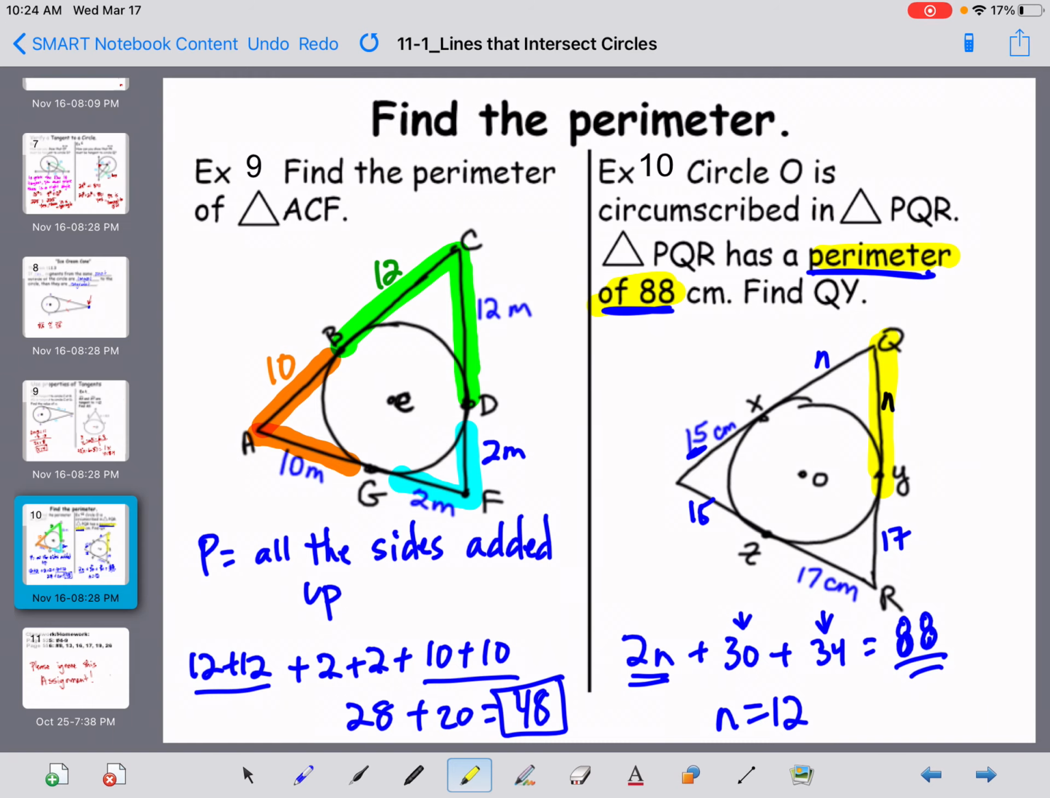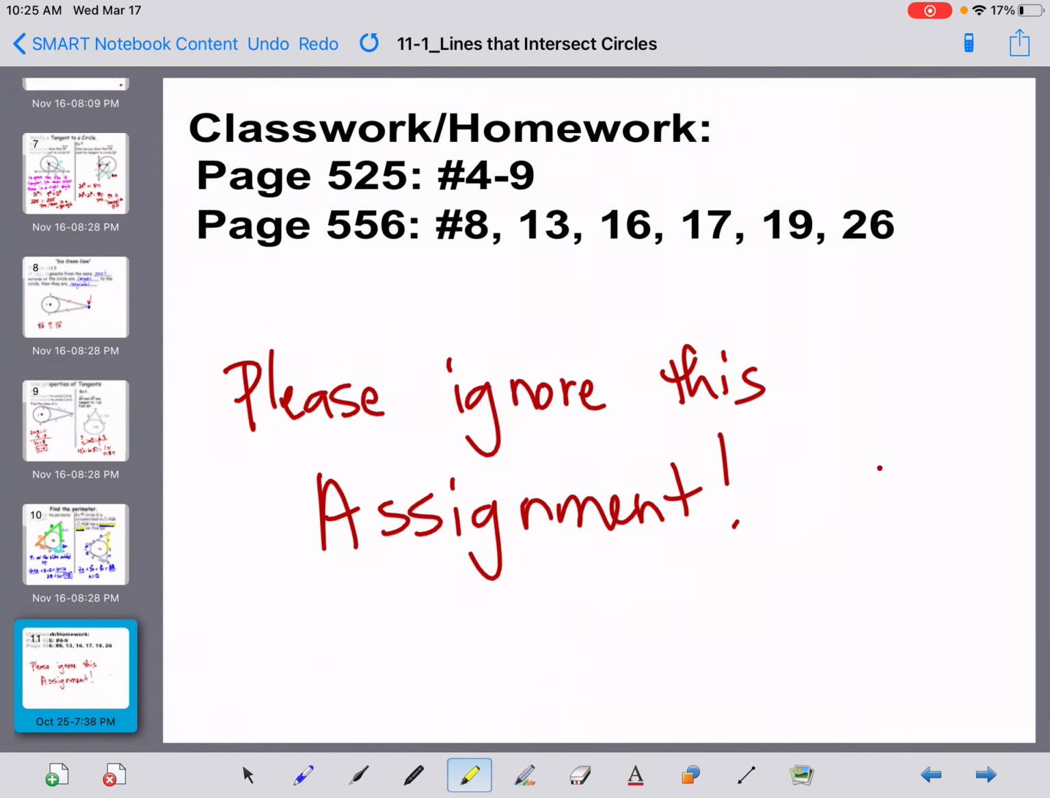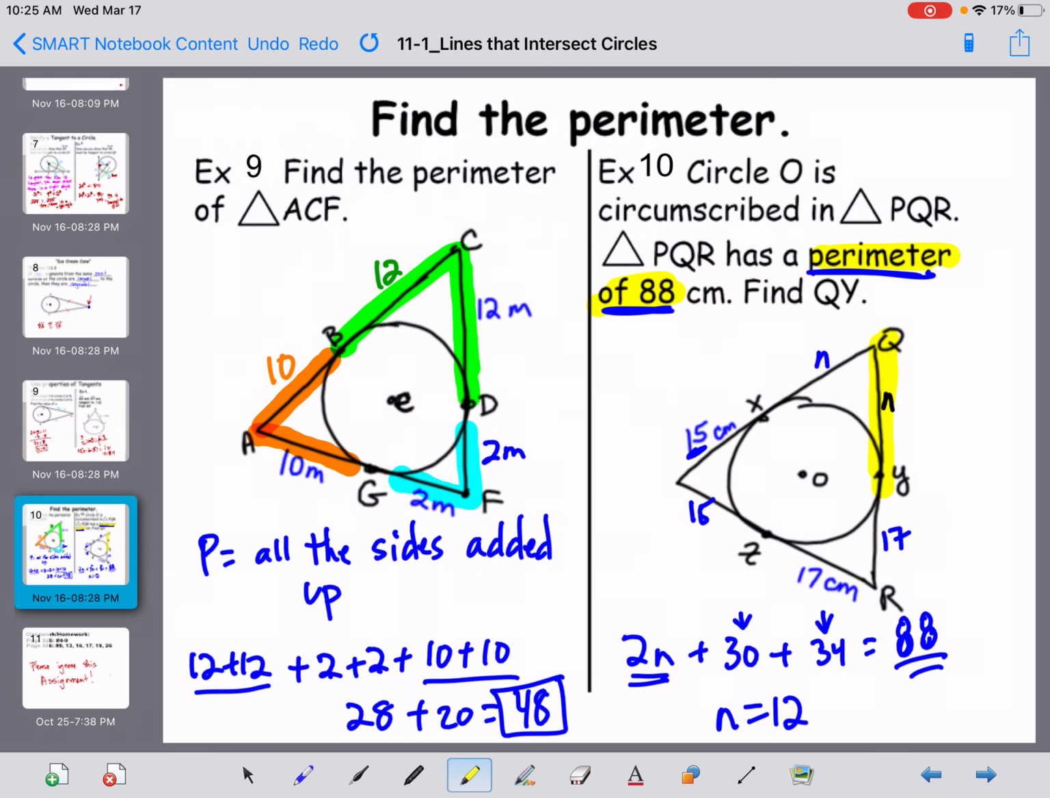All right, so if you're looking at this slide, there is one more slide that you can ignore. That's this last one. You can ignore this. This assignment is not for you, but I didn't want to erase that assignment because next year I might go back to using that one.